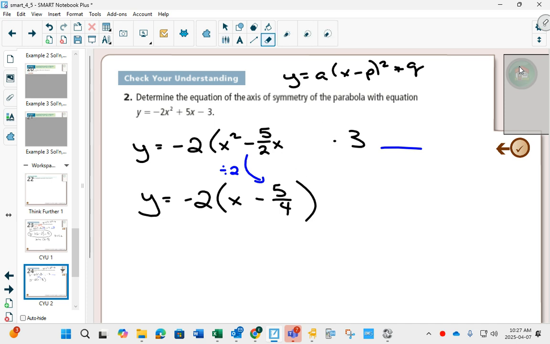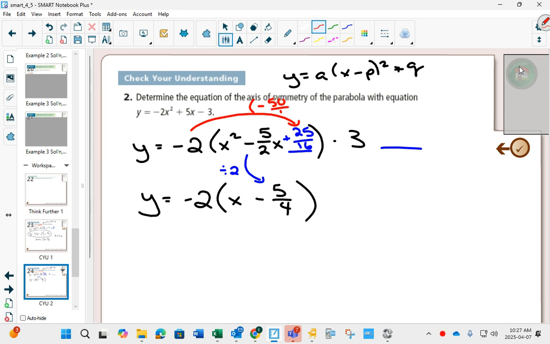Let's make that nicer. Space. Plus 25 over 16. Which, if this is distributed, I have actually subtracted 50 over 16. So to compensate, I need to add 50 over 16, which, if I wanted to reduce that, I could add 25 over 8.